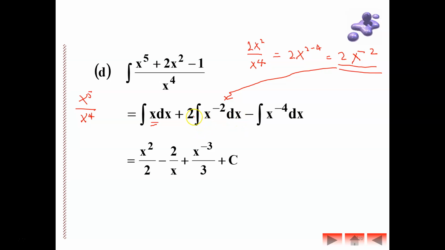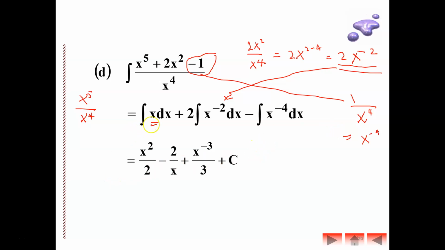So 2 is a constant, so you place it at the front. And the last one is negative 1 over x^4. Okay, the last one, this one. Negative, negative, because it's minus over here. So you have 1 over x to the power of 4. This is equal to x to the power of negative 4. Remember, when we have 1 over, it will become negative 4, because it is 1 over. That's why you get this one.